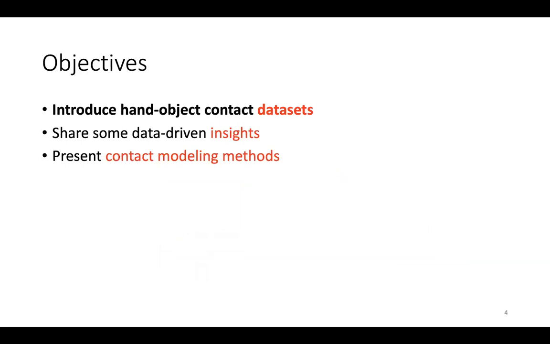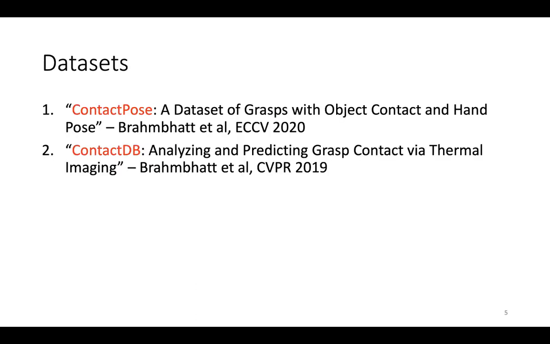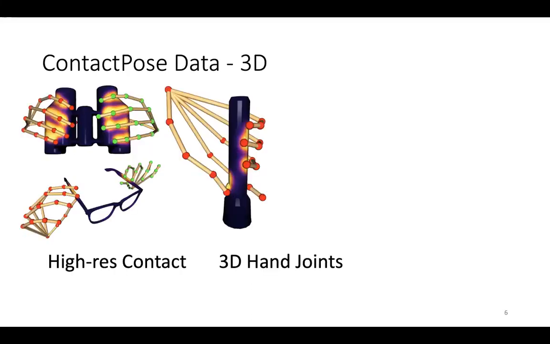So let's first start with some data, right? We all want to do machine learning for hand-object understanding, and we of course need data. So we have introduced two different data sets. The latest one is called ContactPose, which was presented at ECCV, and that was building on top of some fundamental things that we introduced in the ContactDB dataset that was from CVPR the year before. And just to start out, I want to give some examples of the kind of data that you can get in the ContactPose dataset.